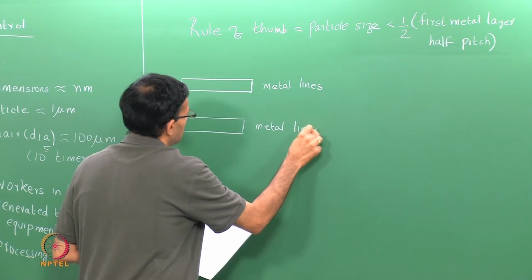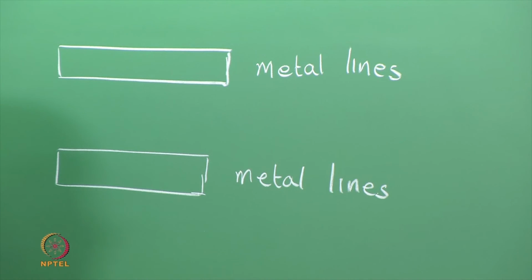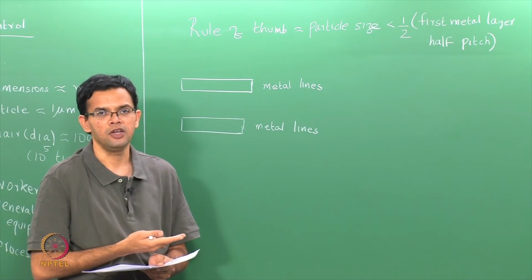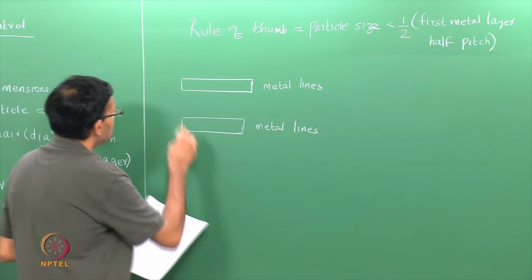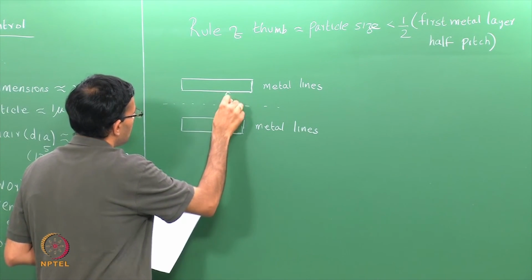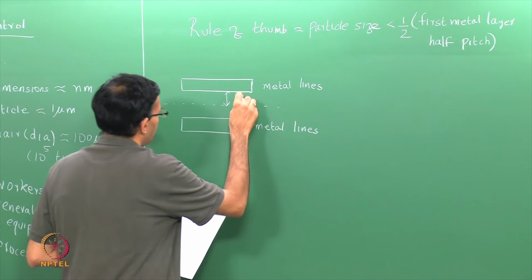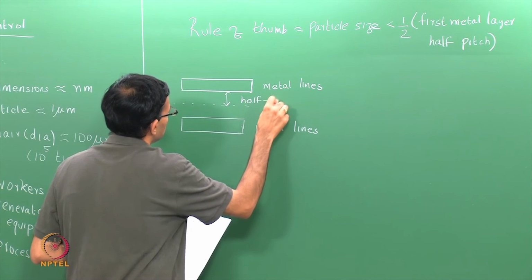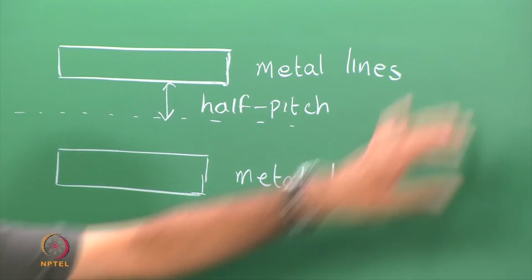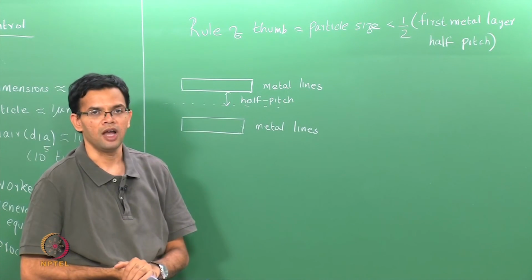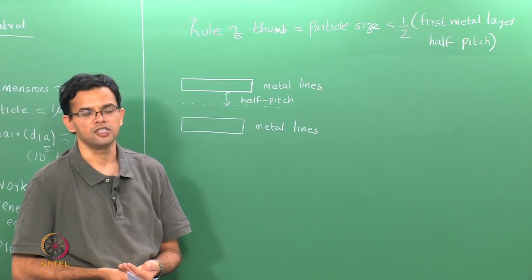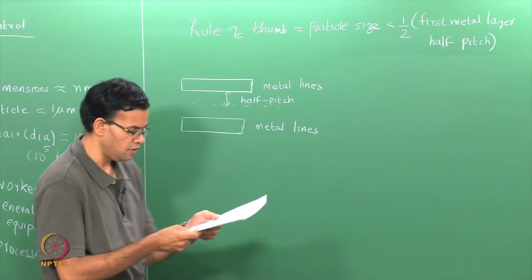The first layer of metallization is usually the highest density, and as you go up, the density of the metal lines reduces and the size of the individual metal lines will also increase. So, the distance between the center of the metal lines and the metal line itself is your half pitch. So, the size of the particle should be less than half of the half pitch. So, this makes sure that the particles do not cause any shorting in the case of metal lines and ruin the performance of the device.